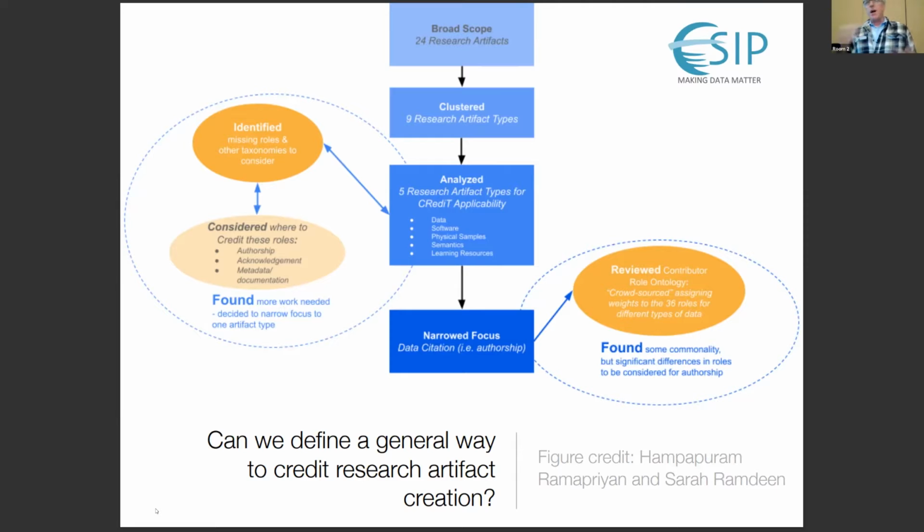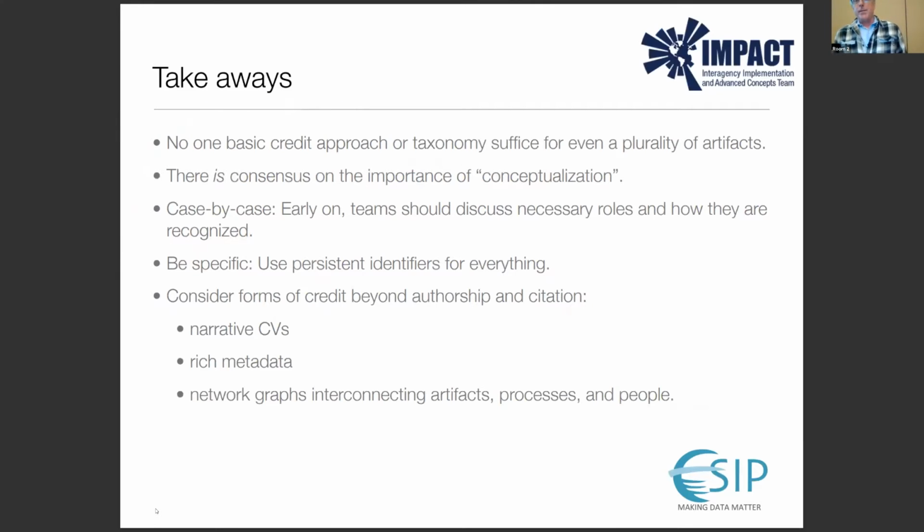We found some commonality, with some roles emerging, but there were a lot of differences to be considered for authorship. The paper explains all this in detail, and the basic takeaway is that no one credit approach or taxonomy suffices for even a plurality of artifacts. It's really very diverse. But there is some consensus, particularly on conceptualization, a concept that comes from the CRediT taxonomy but is in others as well. That always seems to emerge as an important concept worthy of high recognition. The person who had the idea for the thing is critical.